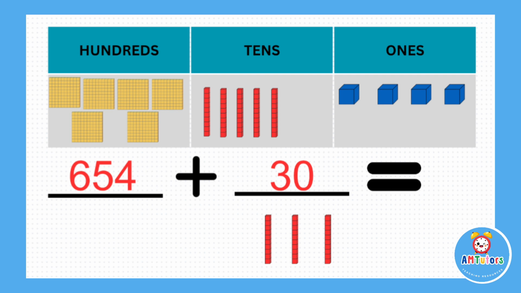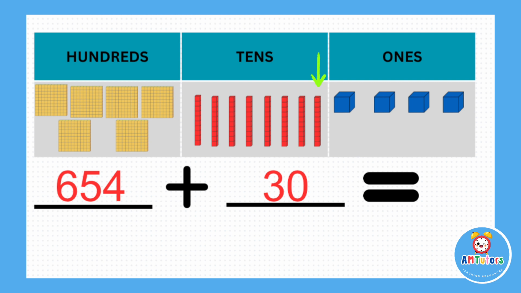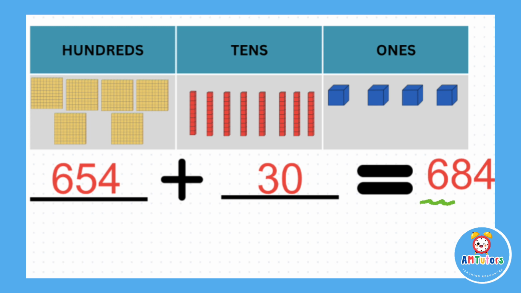Right, now that you've had a go, let's see how you got on. So we had 654 and we need to add 30, so we're going to add 3 more 10 squares to the tens column. That's 1, 2, 3. Our new answer will be 610, 20, 30, 40, 50, 60, 70, 80. 684. Were you correct?